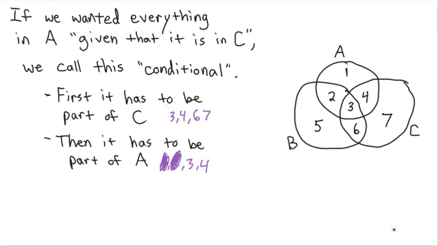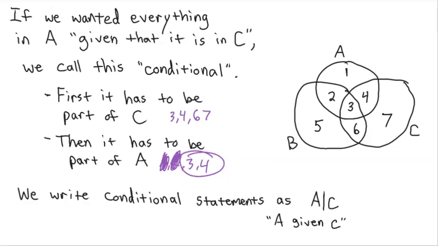Is 4 in C? Yes, it is. It's right here. And therefore, 3 and 4 are going to be included because they're in A and they are also in C. So out of all the ones that are in C, we want the ones that are in A, which is 3 and 4. And this is what we call a conditional statement.